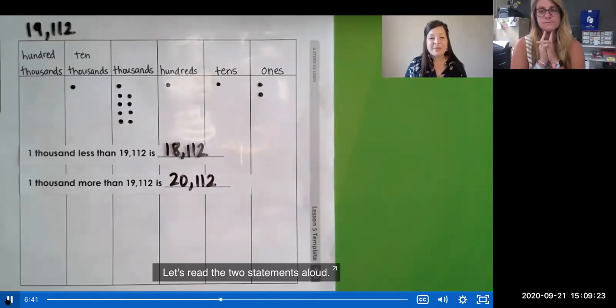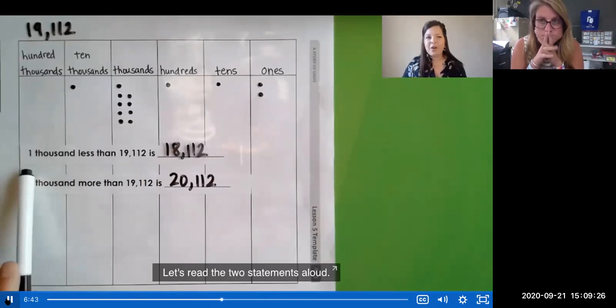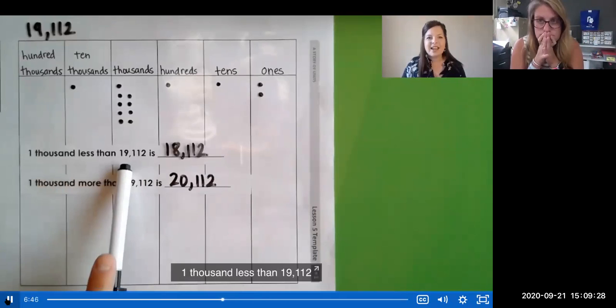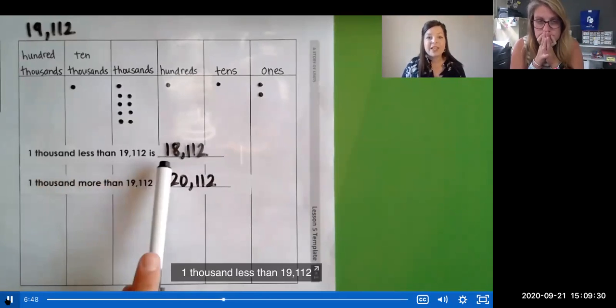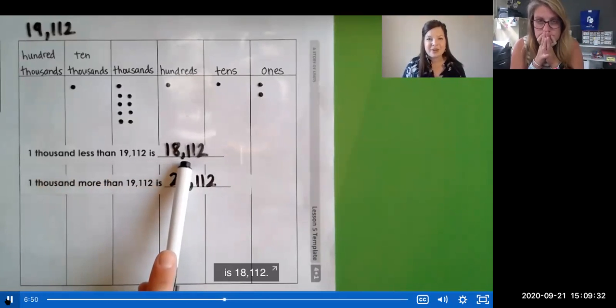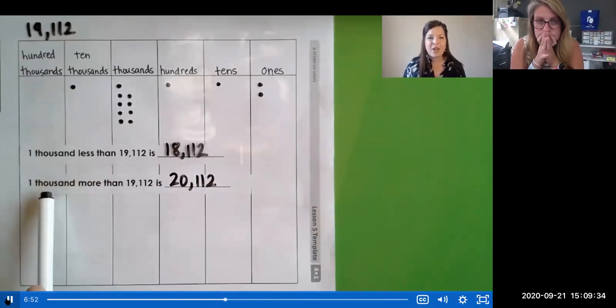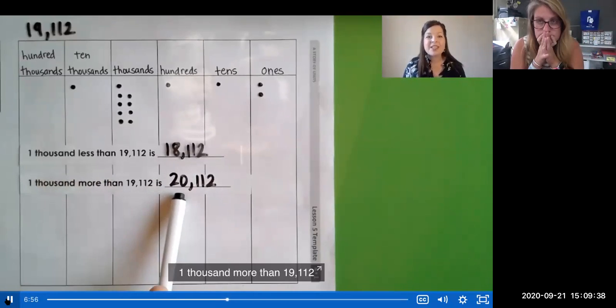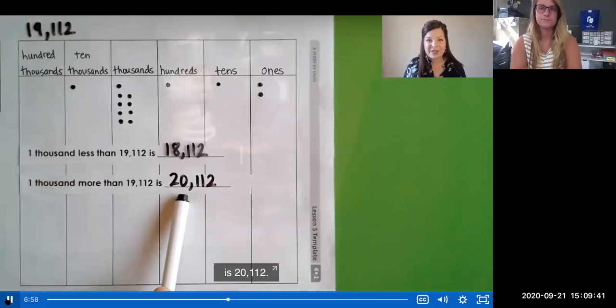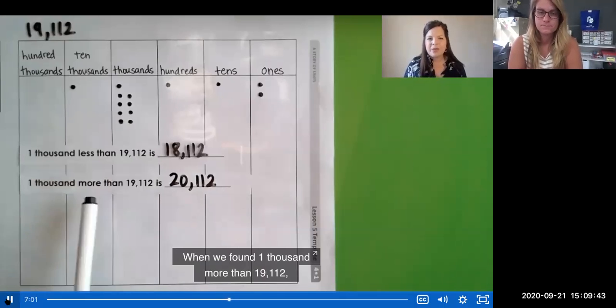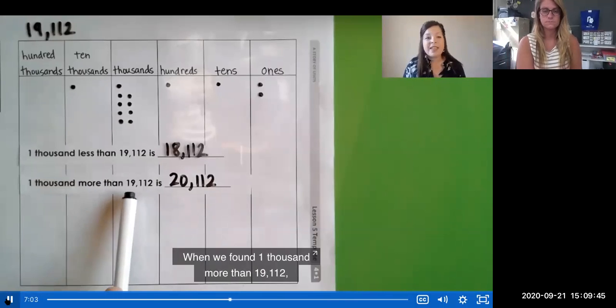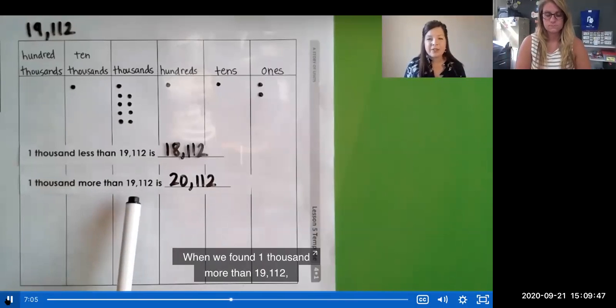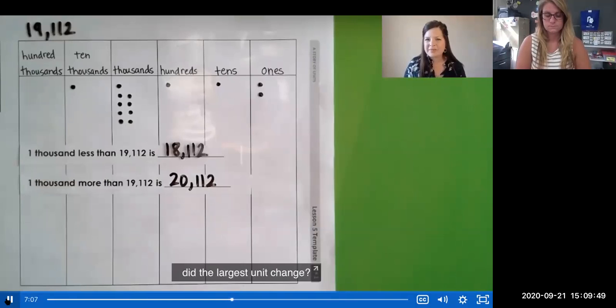Let's read the two statements aloud. 1,000 less than 19,112 is 18,112. 1,000 more than 19,112 is 20,112. When we found 1,000 more than 19,112, did the largest unit change? Yes, the largest unit changed.